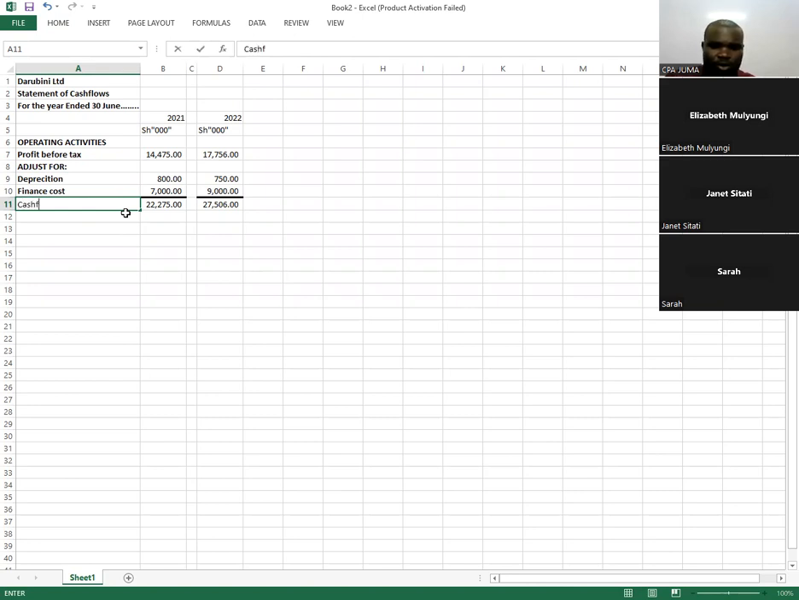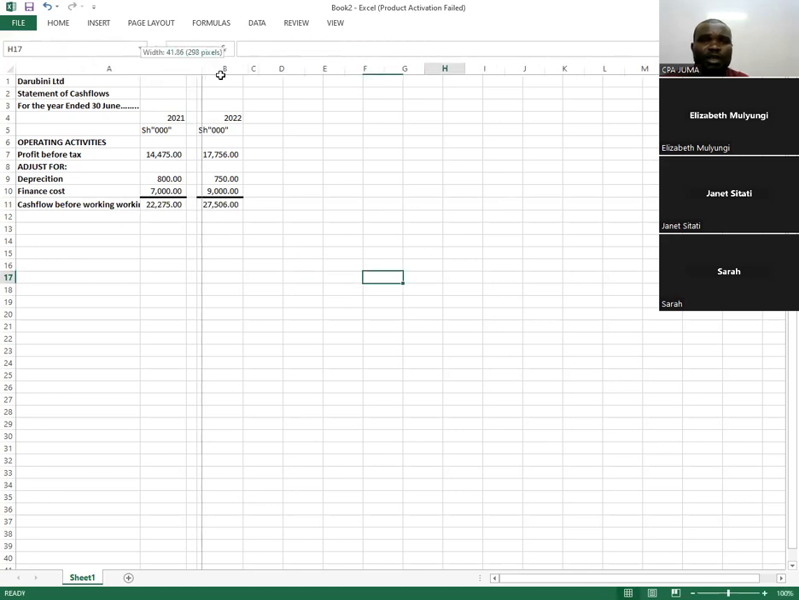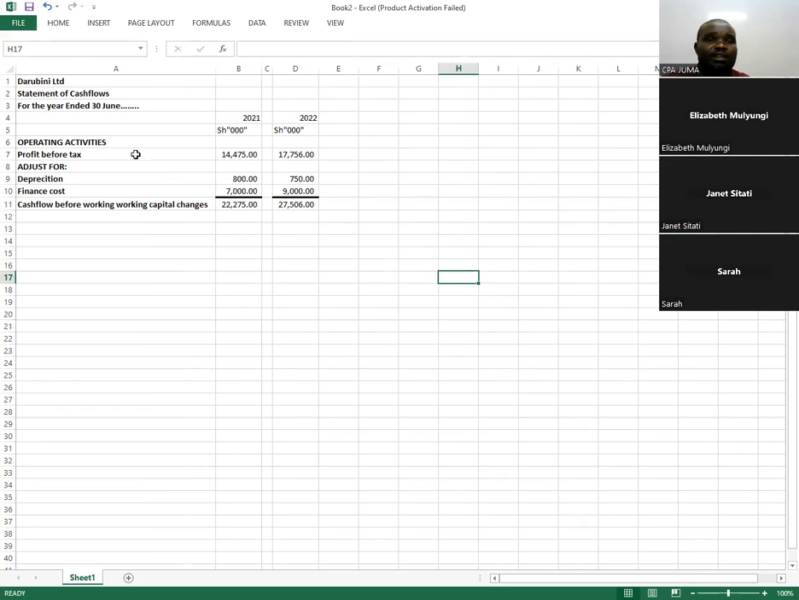It is normally called cash flow before working capital changes. Before working capital changes. So this one means I will have to push up this one like that. So that is the cash flow before working capital changes. Now that one means we shall now have to bring the working capital.